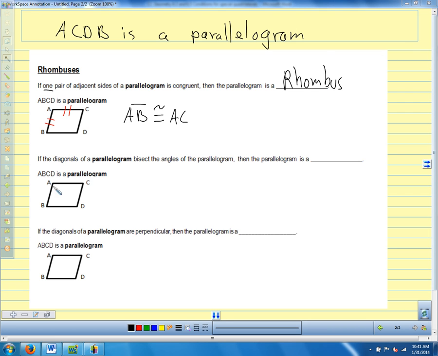All right, let's look at the next one. If the diagonals of a parallelogram bisect the angles, then the parallelogram is a rhombus. We'll draw in our diagonals here, corner to corner. And we're bisecting the angles, so I'm going to do two different things here. I'm going to do tick marks for these, and for these others I'm going to use just the arcs.